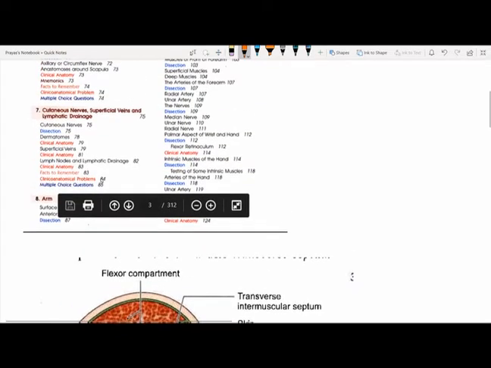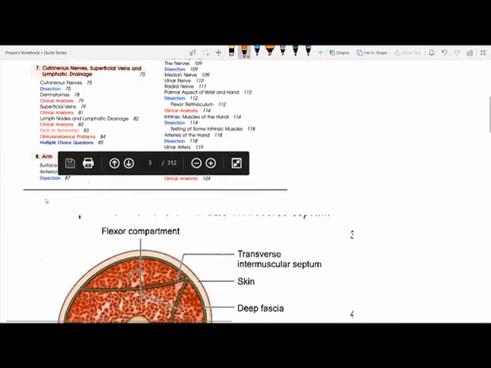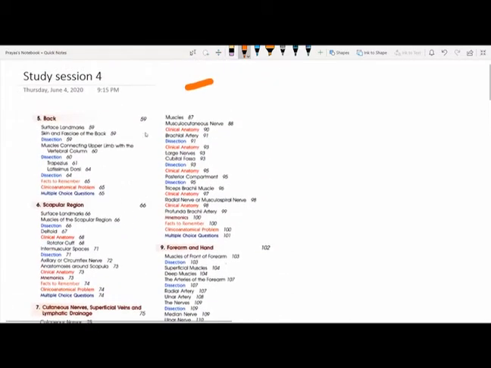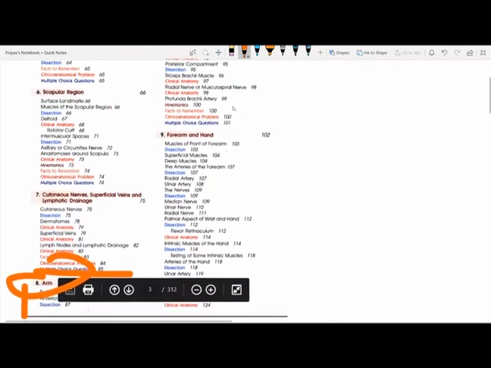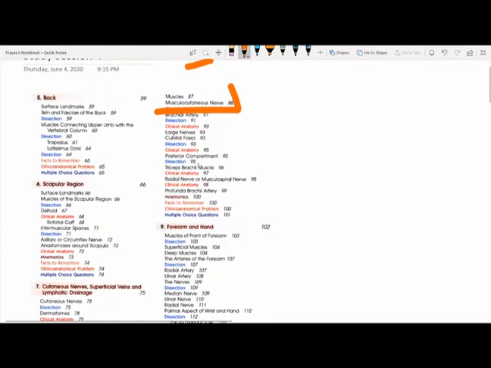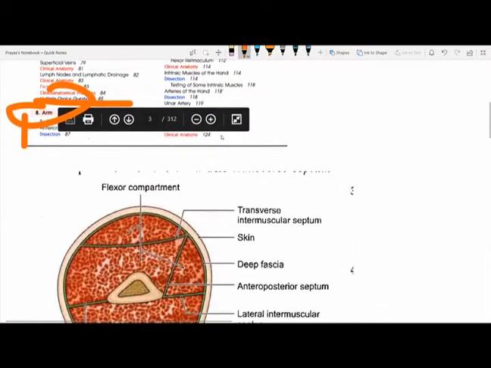So we didn't study much today. We studied last time and completed up till chapter 8. Today we started chapter 8, the arm. We studied the arm from here up to only this much, up to the musculocutaneous nerve. That's not much, but anyways, I'll share what I learned.